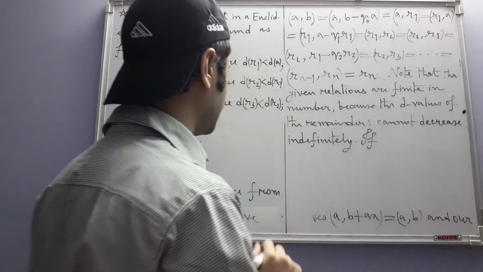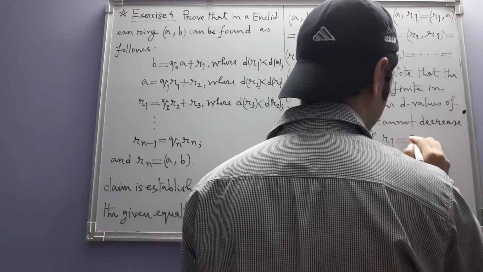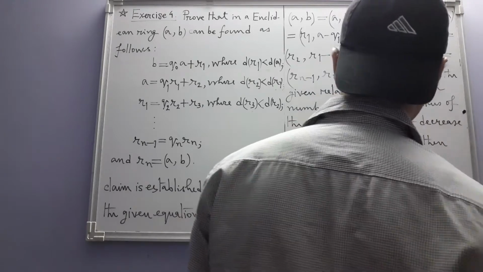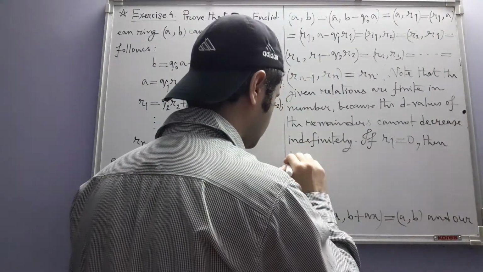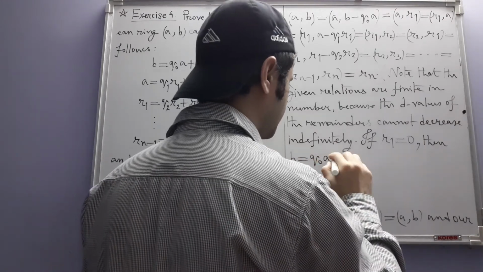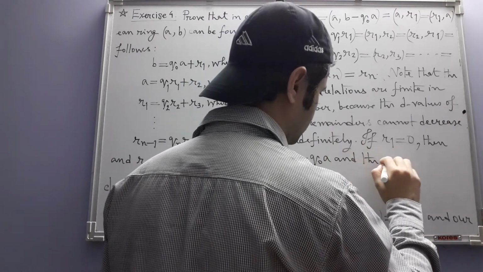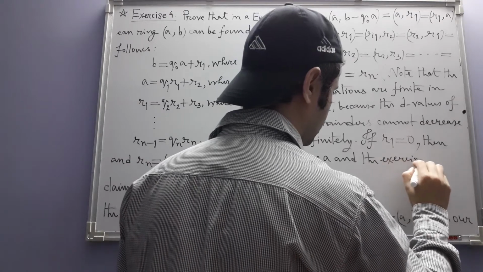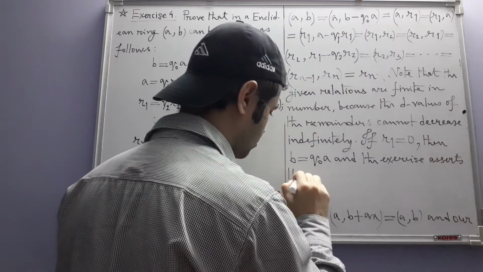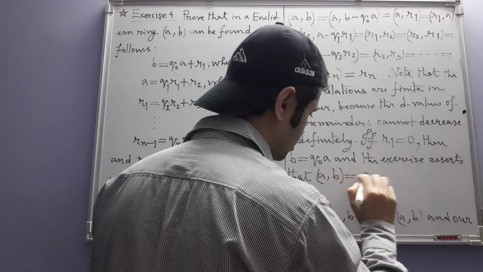This is one thing, and the other thing is that if R1 is equal to 0, then D is equal to Q naught A, and the exercise asserts that GCD of A and B is A.